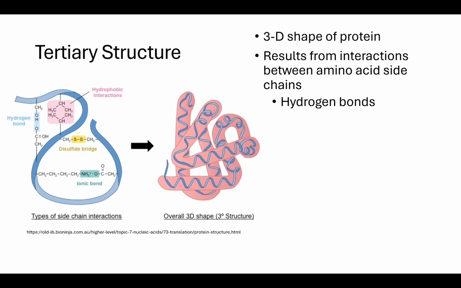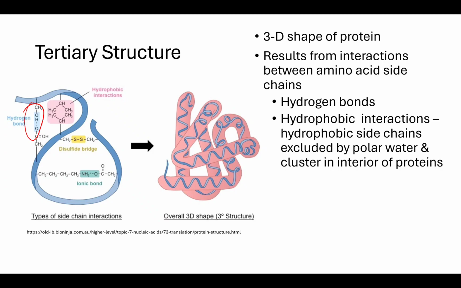First is hydrogen bonding, which you see in this diagram, which is just showing you some examples of these types of interactions, and this is going to form between your polar or hydrophilic amino acid side chains. Then there are hydrophobic interactions, so there's not actually a bond between these 2 hydrophobic side chains.